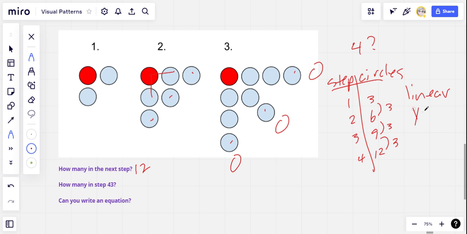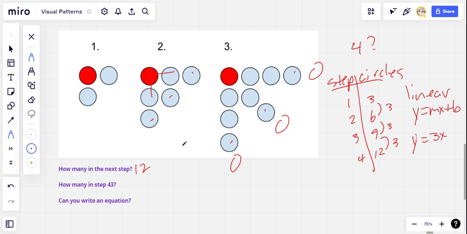And with a linear pattern, you can use this equation, y equals mx plus b. In this equation, m, which is where the slope goes in a line, we use the rate of change from step to step of this pattern, and that's 3. It changes by 3 every step. So our first part of the equation would be y equals 3 times x, and that x is the step number. And then the plus b is whatever we need to adjust it to make it work.